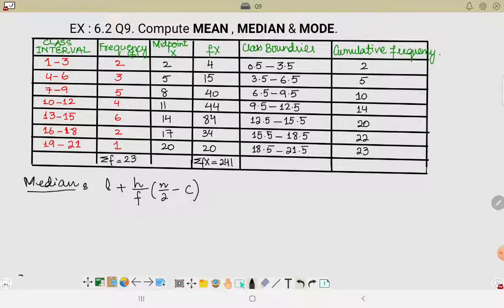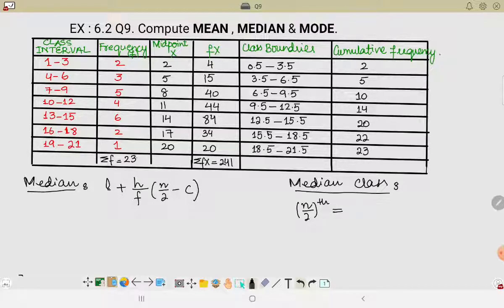Okay, we have so many values in this table. How we are going to find out the median? For that we need to have a median class. ठीक है, मीडियन के फॉर्मूले में वैल्यू पुट करने से पहले हमें मीडियन क्लास फाइंड आउट करनी है। Median class will be the n by 2th observation, that is going to be the median class.